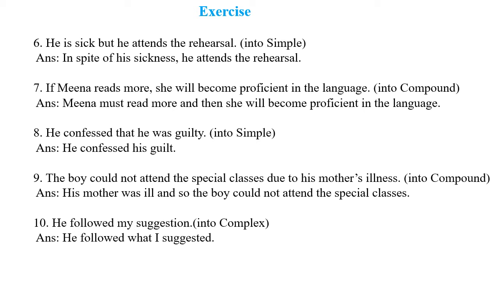Due to his mother's illness, we have to put the subject, his mother. Then the verb was, could not. So past tense, we are putting the verb was, be form verb was. His mother was. Illness is changed into ill. His mother was ill, and so the boy could not attend the special classes.